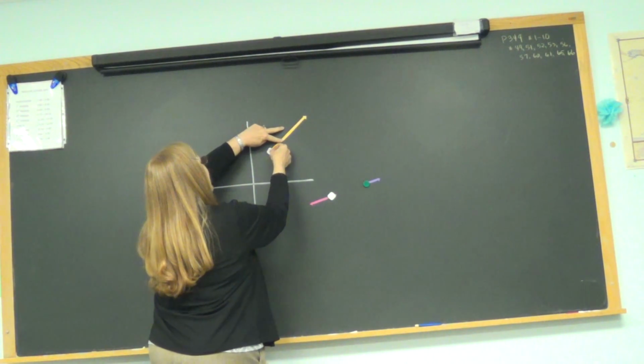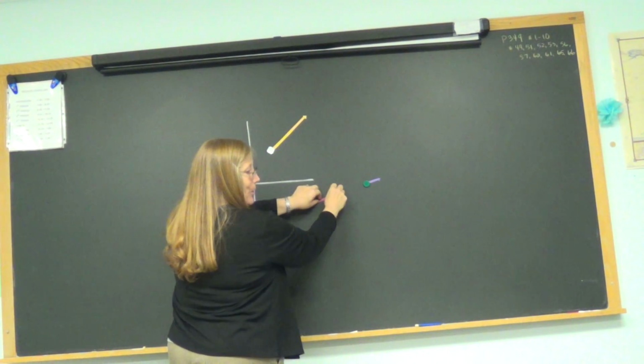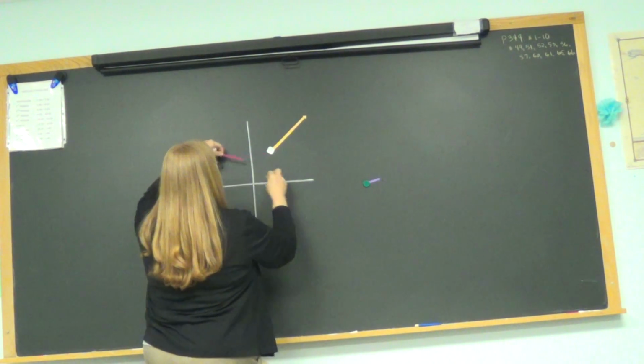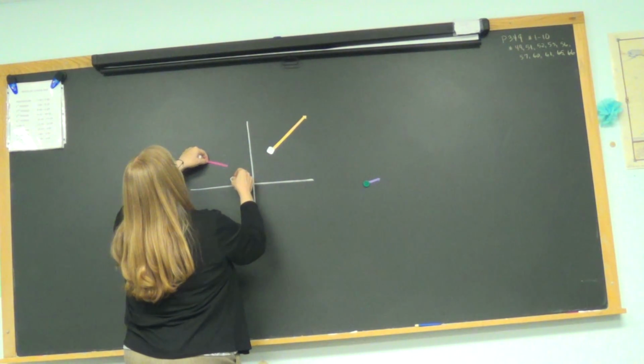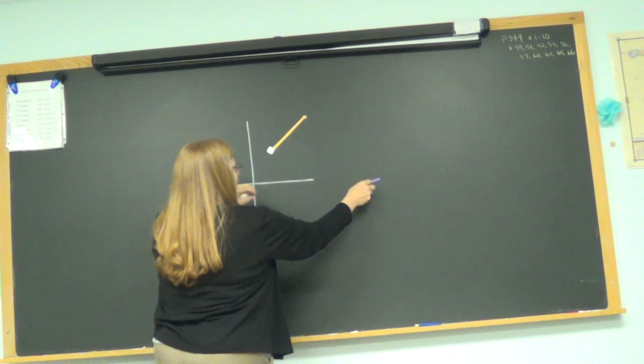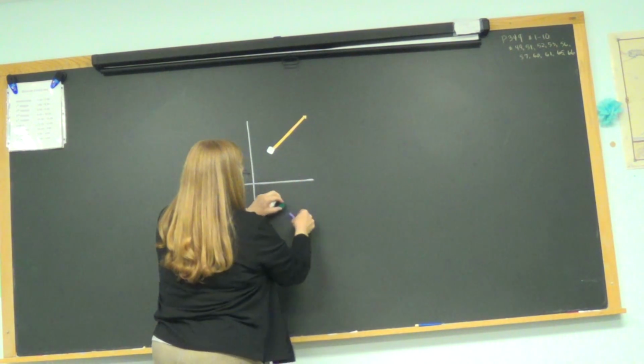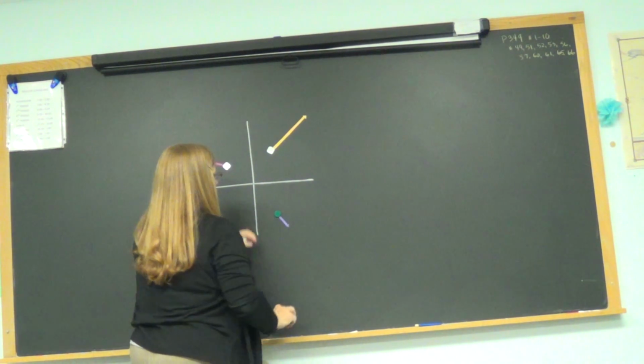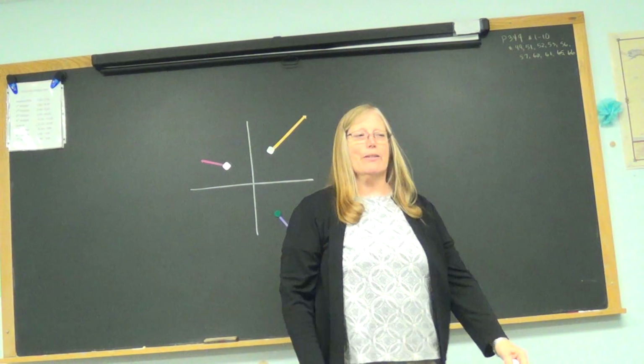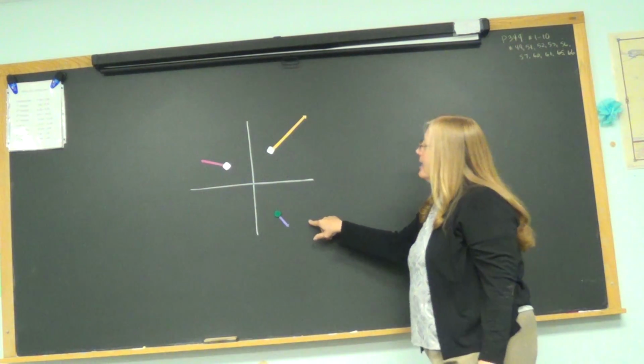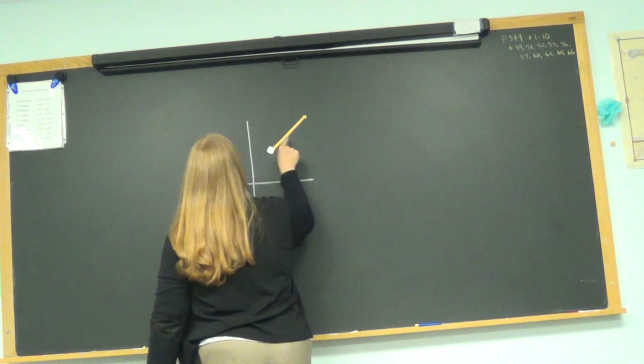So here's my vector B. Do you have a B on your yellow vector? All right, if you don't, put a B on that, and it's a C on your pink vector, and this must be vector A. All right, so if I left out your vectors, name them A and C and B.